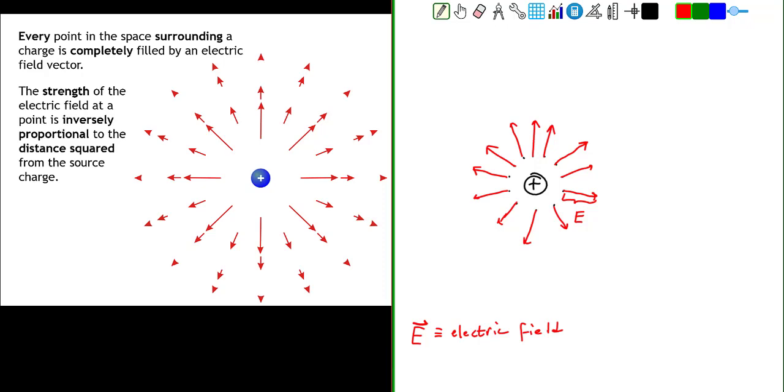The strength of the electric field diminishes with distance. You will see that it follows an inverse square law for point charges. If I just drew a few representative vectors, and this certainly isn't to scale, we see that the electric field is diminishing in magnitude in space.